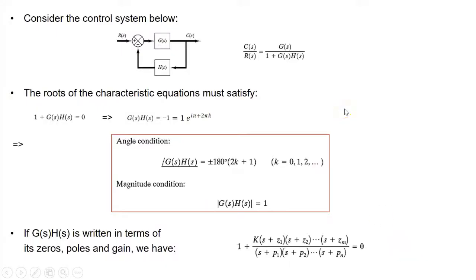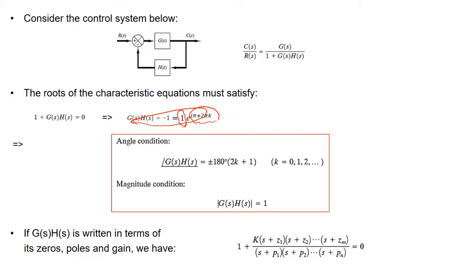so now, if you look here in this area, we know each complex number has a magnitude and has an angle. So what is the magnitude? Yes, the magnitude of GH at that pole should be equal to what? 1. And what should be the angle? Yes, pi plus 2 pi k. So you're going to get these two equations that you're going to see down below.